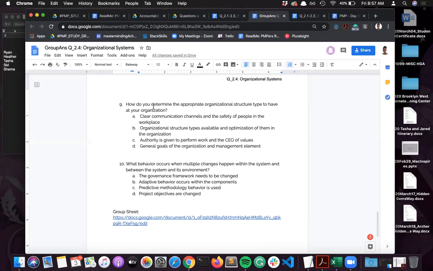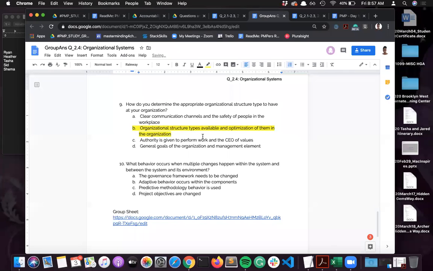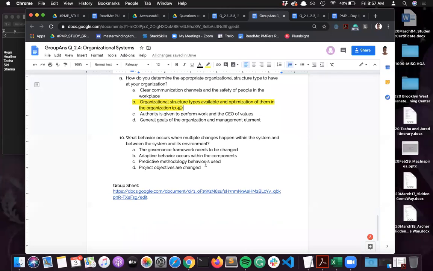Not C. Okay, how do you determine the appropriate organizational structure? General goals, organization, and management elements. I'm gonna go with A or D, but I think D. Okay, the answer is B. Page 45, organizational structure. And then we're up to 10, and that could go to 6.